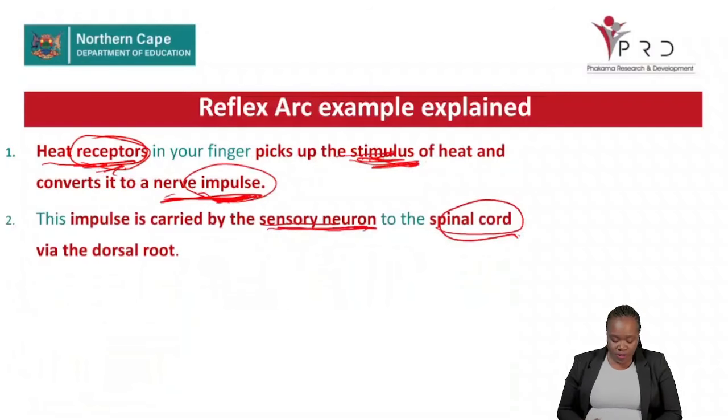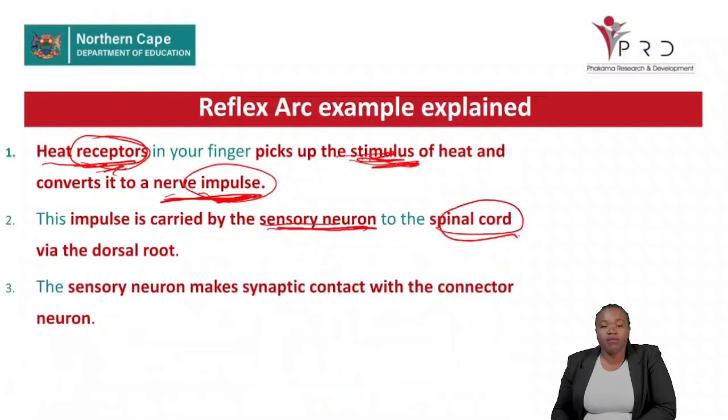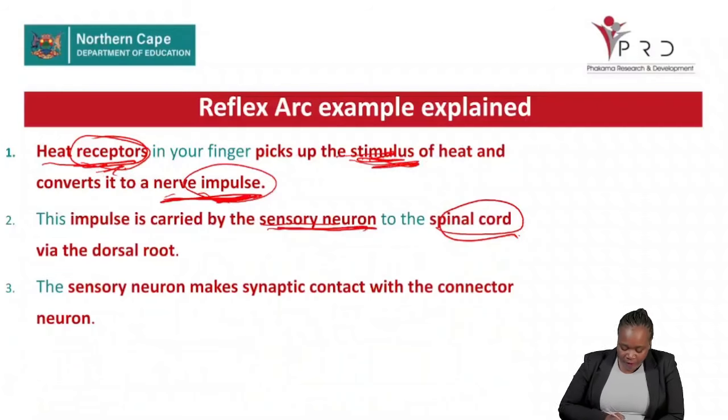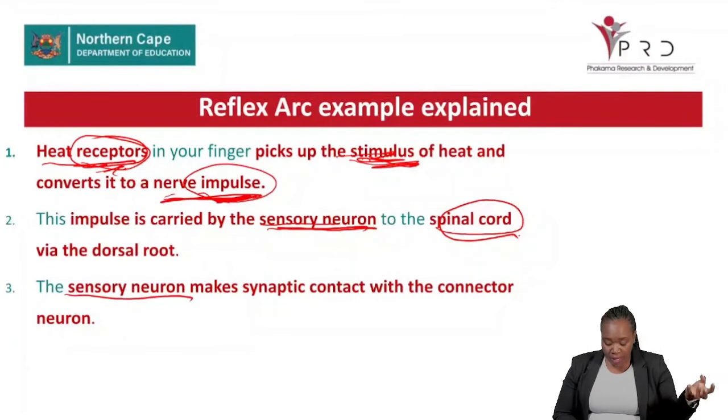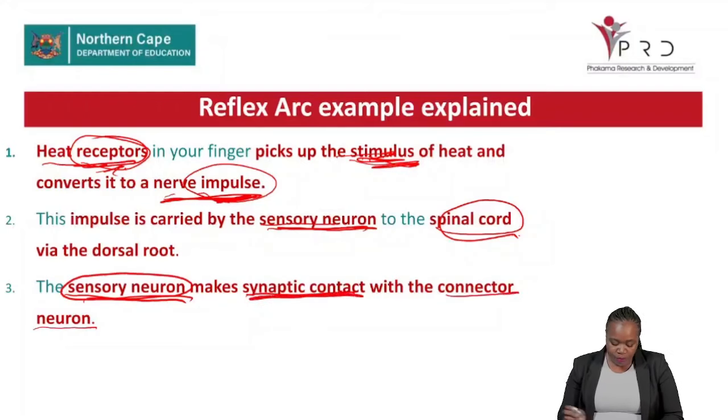Now, within the spinal cord, remember we have that connector neuron. And from there, we are going to have the motor neuron carrying the impulses from the central nervous system to the effectors. However, before that, let's have a look at a bit more detail of what happens in the central nervous system. Remember, the sensory neuron has carried that impulse from the receptors to the central nervous system. So the sensory neuron will make a synaptic contact with the connector neuron.